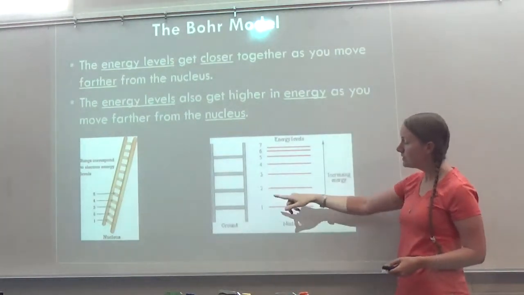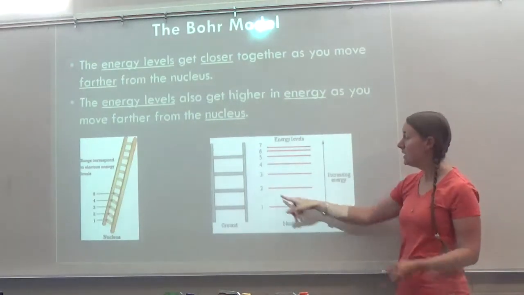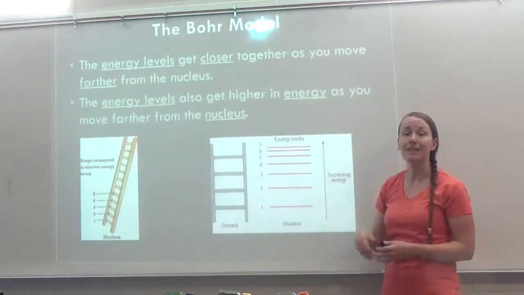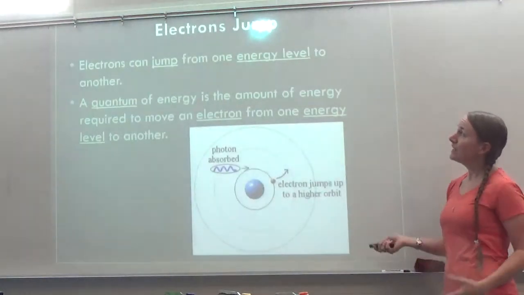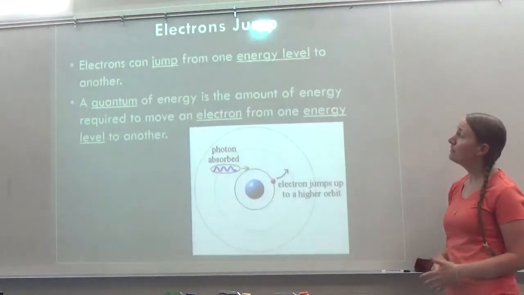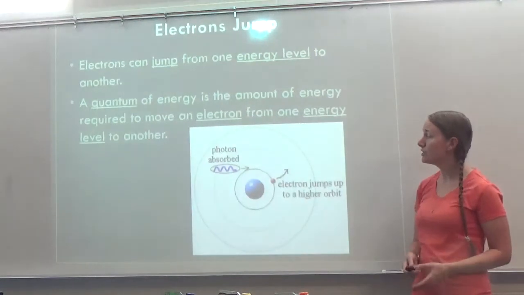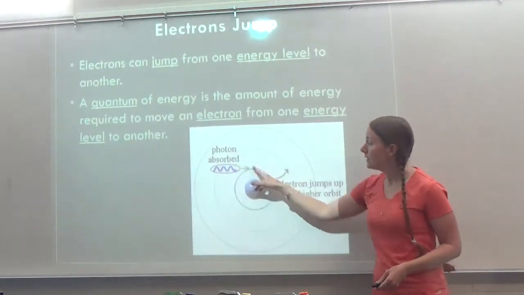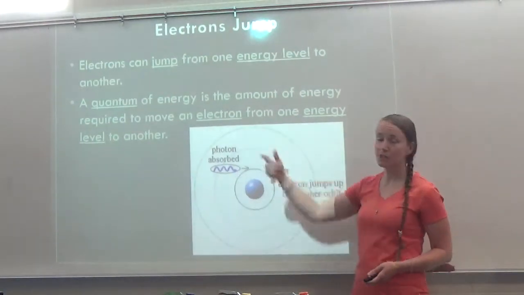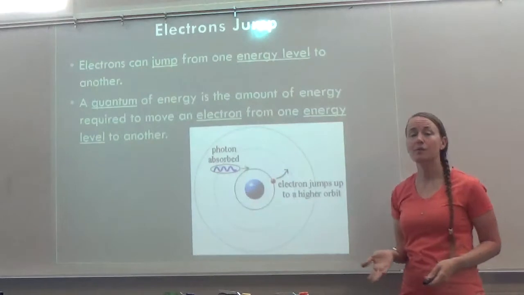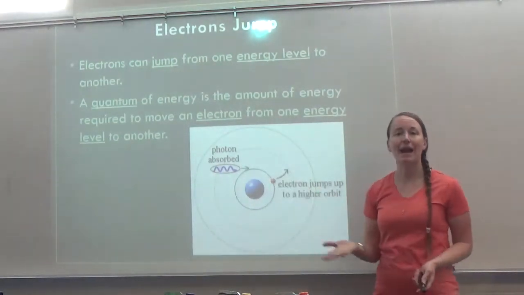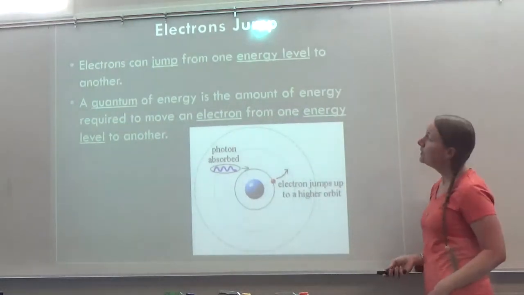Okay, so here's the nucleus. First energy level has lowest energy. Second energy level is higher, third's higher, so forth and so on. And as you get further away, notice they get closer and closer together. So electrons can jump from one energy level to another. A quantum of energy is the amount of energy required to move an electron from one energy level to another. So even though an electron may be in energy level 1, if it can gain a certain amount of energy known as a quantum, then it can jump to the second energy level. But it has to be in 1 or 2. It's not like it can jump halfway into a half energy level.